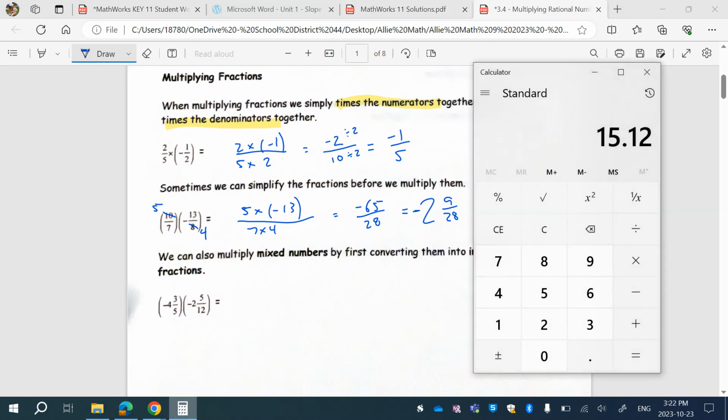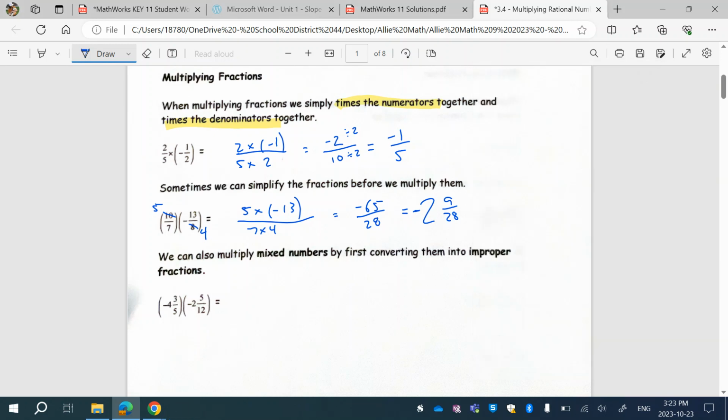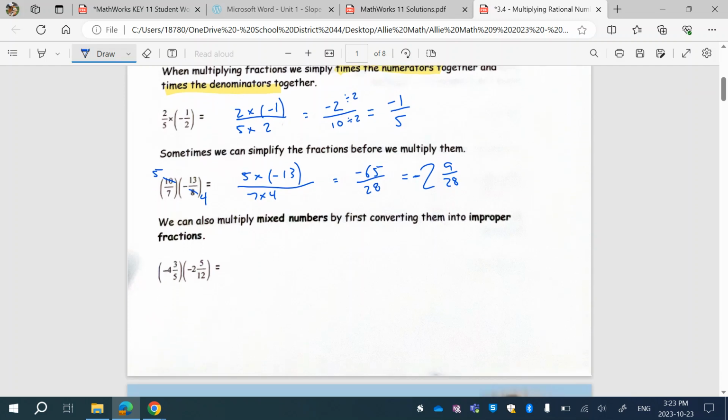You can easily do that in your calculator as well. You can go 65 divided by 28, and you get 2 point, et cetera, et cetera. So we know that that 2 is going to be our big number. And then we can go 2 times 28, get 56. And you can go 65 minus 56 equals 9. So that's how you do that in your calculator. And honestly, if you can't figure it out in your head, just use a calculator.